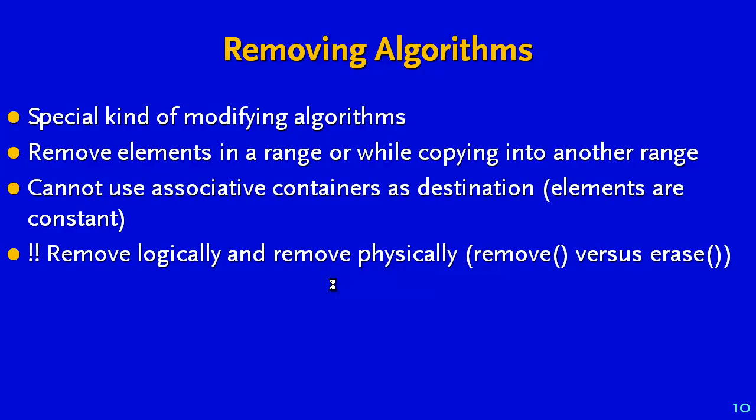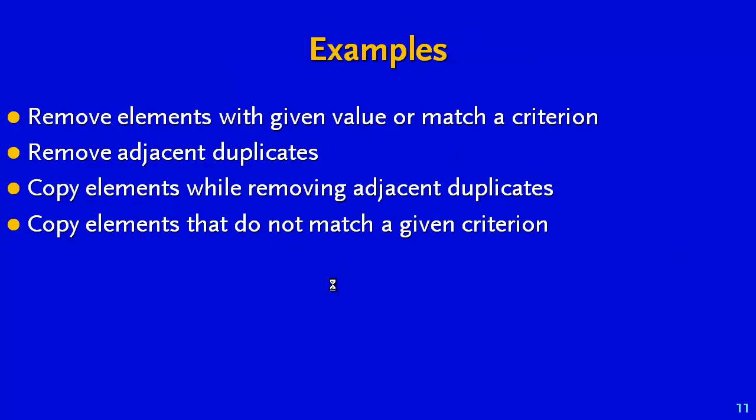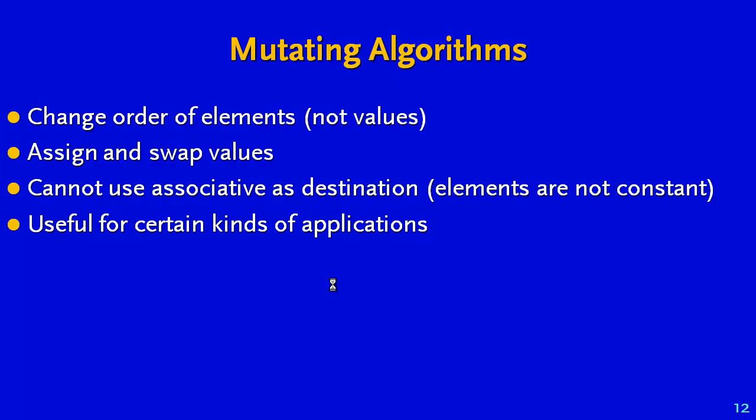Okay, and the last remark is maybe not so relevant. So here's remove elements with a given value or which match a criterion. So you can say remove all the elements which have value 5, or all even elements, or all uneven elements, for example, or anything you want to do. You can remove adjacent duplicates. So you can copy elements while removing adjacent duplicates, and copy elements that do not match a given criterion.